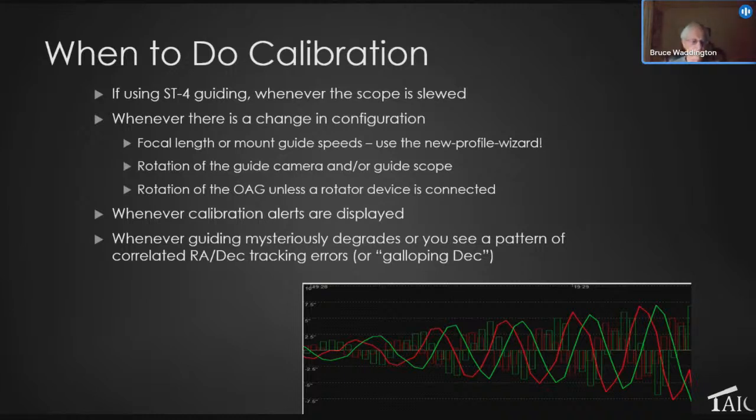Now, sometimes this can happen unbeknownst to you. Maybe a fitting got a little bit loose. Maybe a cable tugged on the guide camera. Nothing dramatic happened, but it can cause the camera to rotate. And then you're just going to need to fix that and redo the calibration.